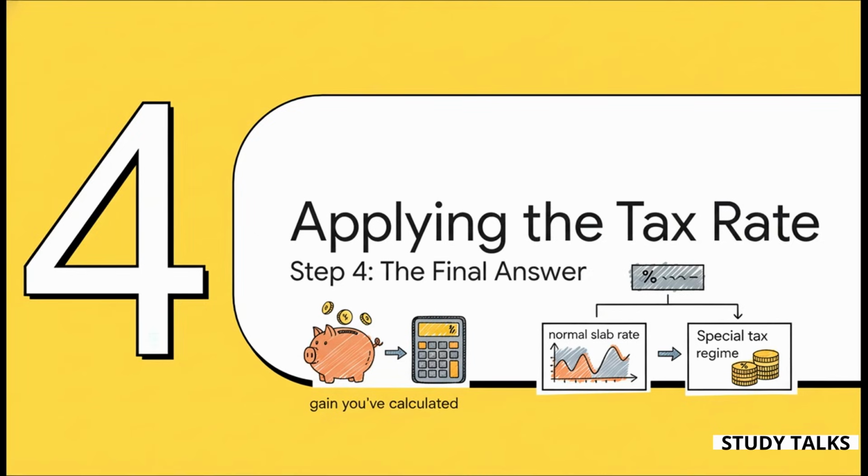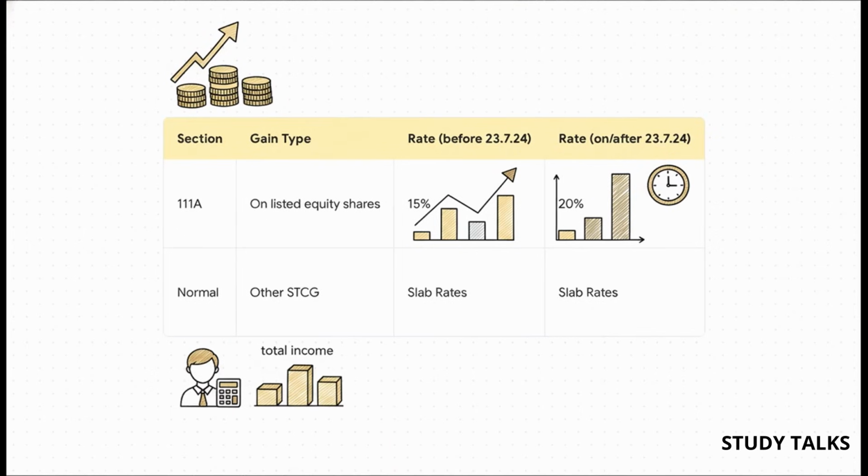You've identified, you've classified, and you've computed the gain. The final step, step 4, is to apply the right tax rate to that number you just calculated. And here's the thing, it's not always your normal tax slab. Capital gains often play by their own special set of rules. For short-term gains, it's pretty straightforward. There are basically 2 lanes.